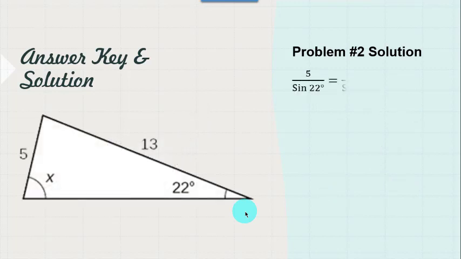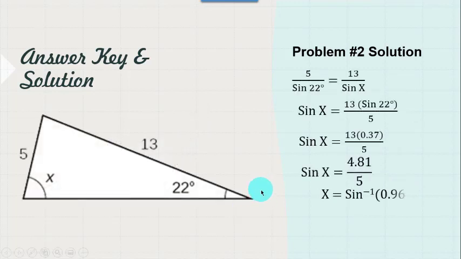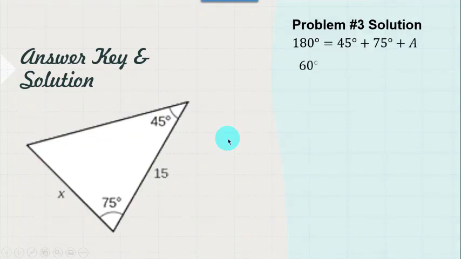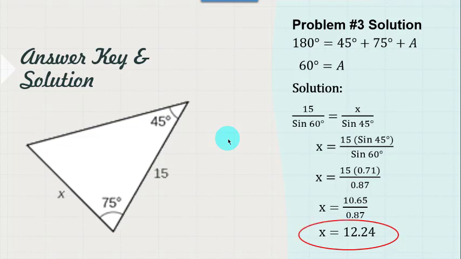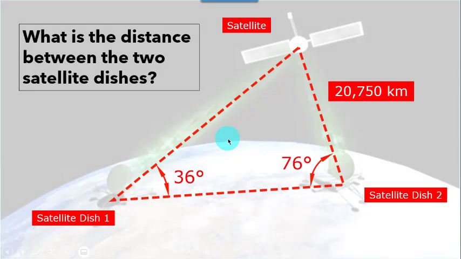Problem number 2, that's the solution, and the value of the unknown angle is 73.7 degrees. So this is the solution for problem number 3. The value of x is 12.24. What score did you get? 3, 2, or 1?